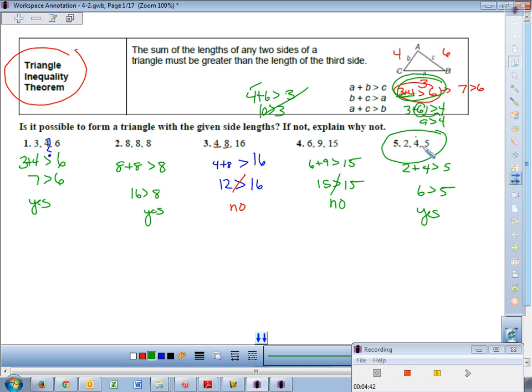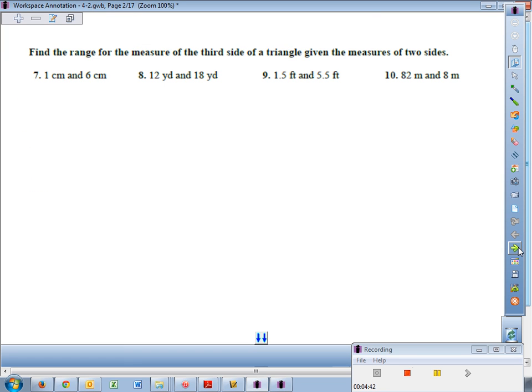Would this be a right triangle? Does 2 squared plus 4 squared equal 5 squared? What's 2 squared? What's 4 squared? And what's 5 squared? Does 4 plus 16 equal 25? So that's not a right triangle, but is it a triangle? Yes, it's just not a right triangle. The Pythagorean theorem didn't work. Next!